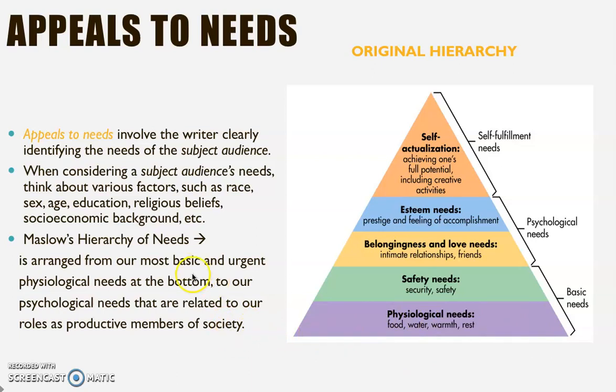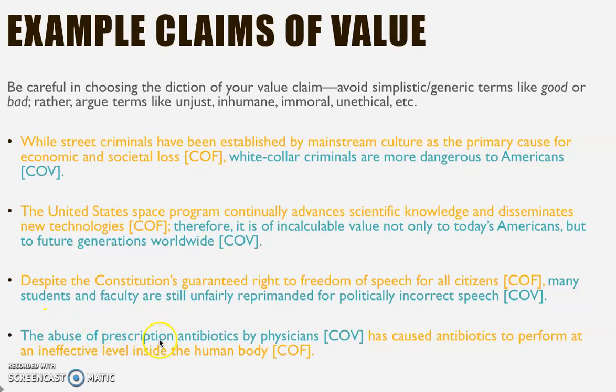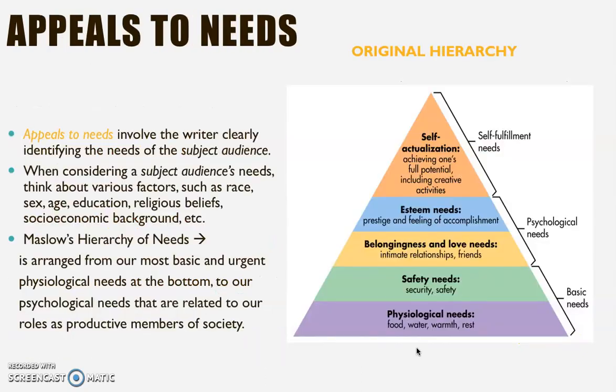As you can see, Maslow's hierarchy of needs is arranged from the most basic and urgent needs, physiological needs at the bottom, and then it goes up to more psychological needs and needs that are related to our productiveness as members of society. At the very top are achieving your full potential and creative activities, the need for creativity, art, beauty, etc. So in that previous example, the abuse of prescription antibiotics by physicians, which has caused antibiotics to perform at ineffective levels inside the human body, I'm talking about basic physiological needs, the need for health, the need for security and safety. So maybe even medicine could go down here. Medicine and overall physical.